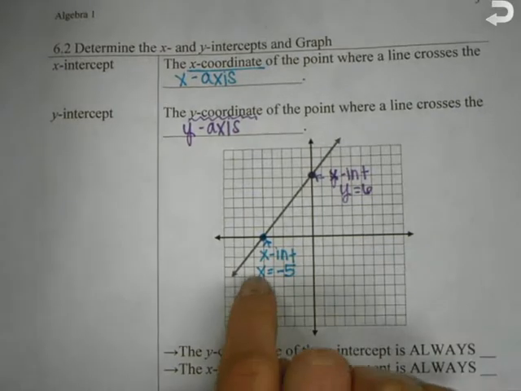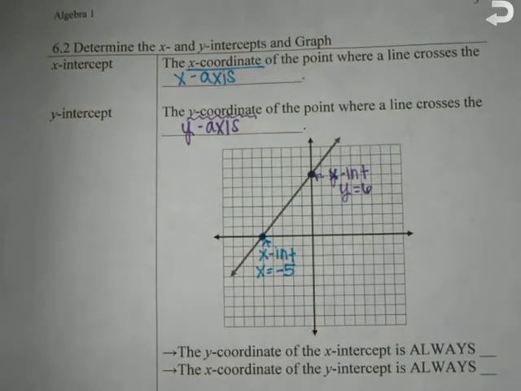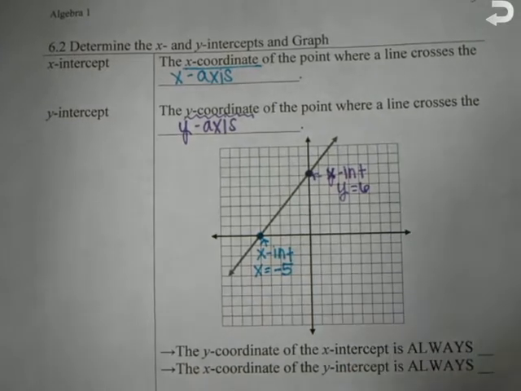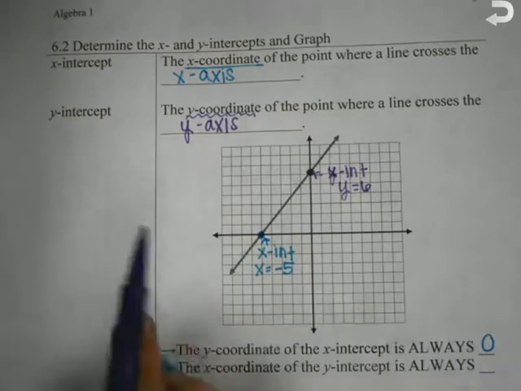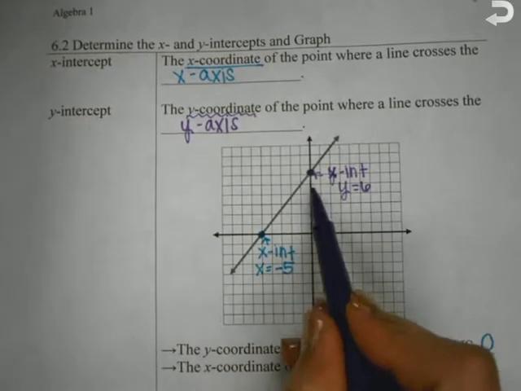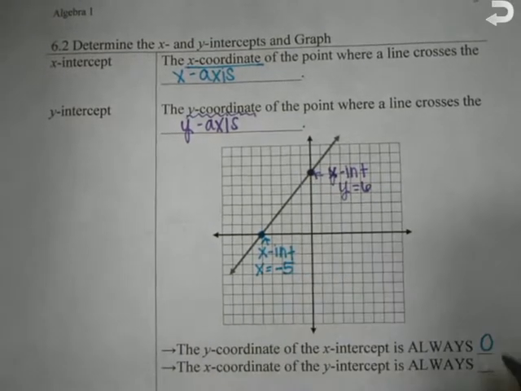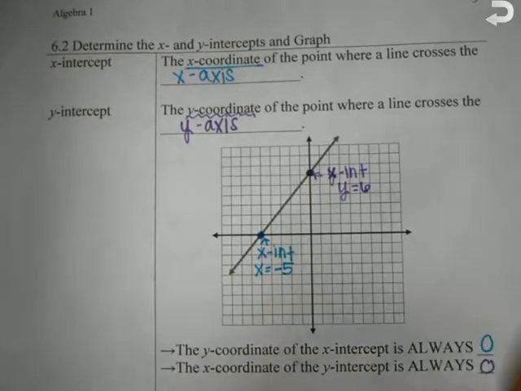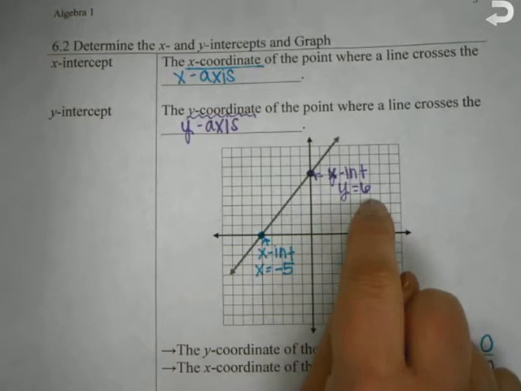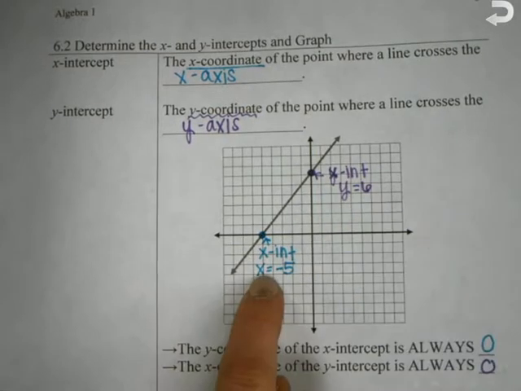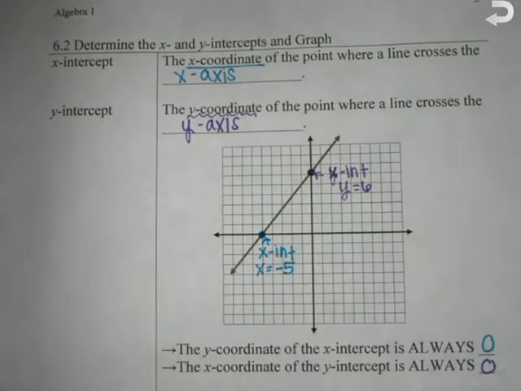Okay, really quickly, what's the entire coordinate for the x-intercept? It's -5, what? 0. So the y-coordinate of the x-intercept is always going to be 0. What about the y-intercept? The x-coordinate is what? 0. So the x-coordinate of the y-intercept is always 0. Which is why for the y-intercept we just have to write y equals, and for the x-intercept we just have to write x equals, because the other coordinate we know will always be 0. Does that make sense?